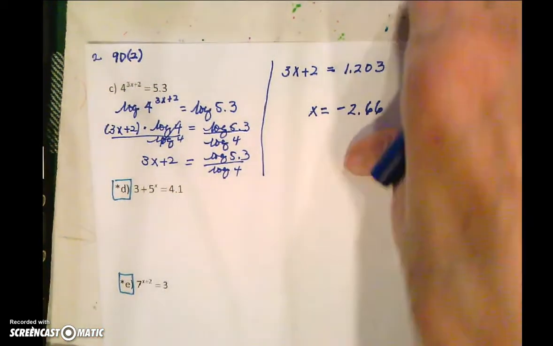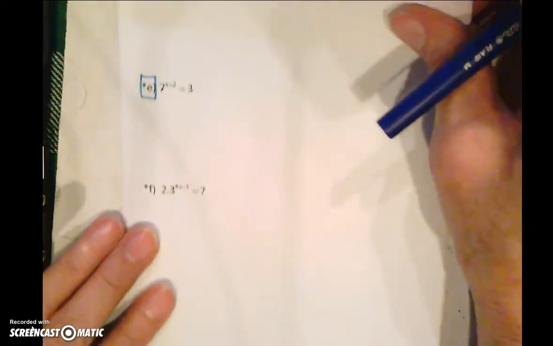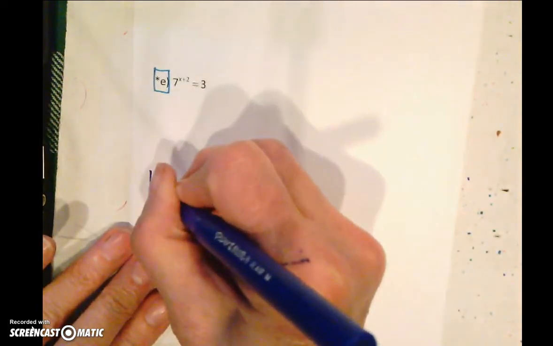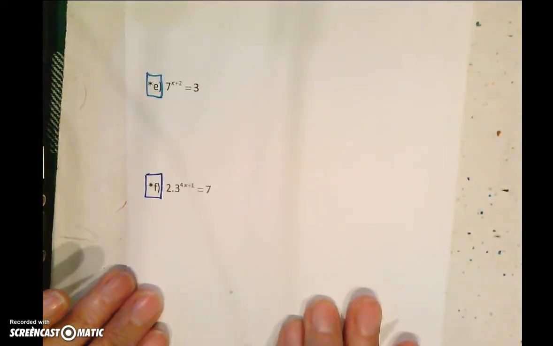All right, so you've already done D and E, right? So what I want you to do now is to go down and give a try at F.